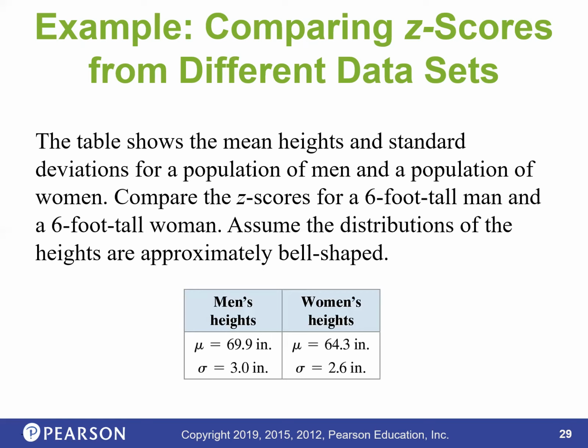Women's height, 64 inches. What is that? That's about 5.4 feet, the average height for a woman, with a standard deviation of 2.6. So there's actually a tiny bit less variation with women than for men.